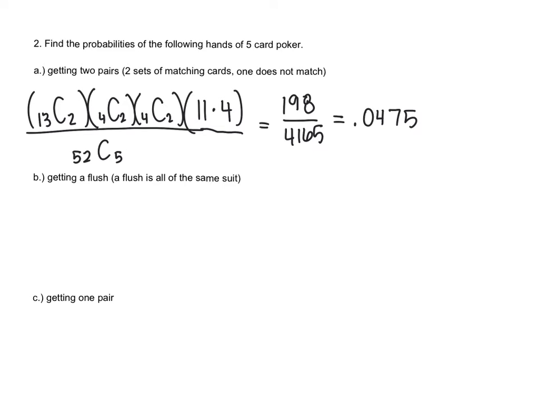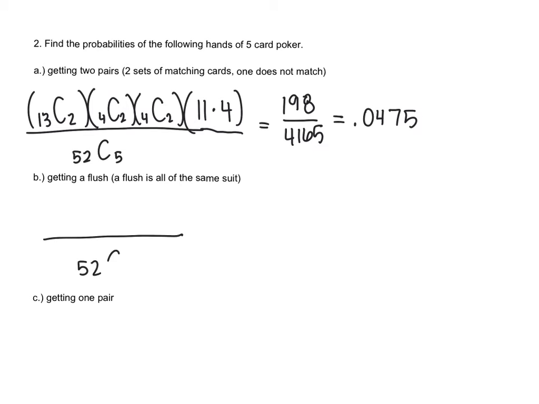Okay. So next we want to take a look at getting a flush. So a flush is all of the same suit. So 5 cards that are all hearts, or 5 cards that are all diamonds, or 5 cards that are all spades, or 5 cards that are all clubs. Flush has even more specifics. So there's something called a straight flush, and then there's something called a royal flush. Those probabilities are even more specific, so we're not going to talk about those. We're just going to use the general probability of getting all 5 cards from the same suit.